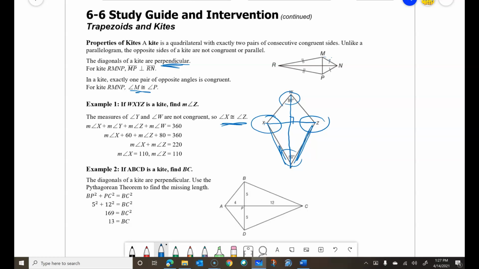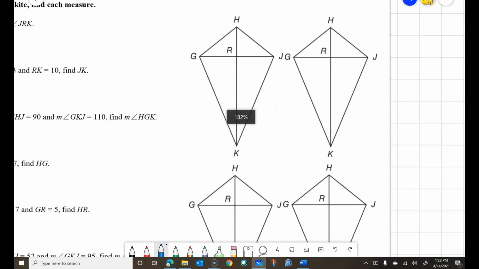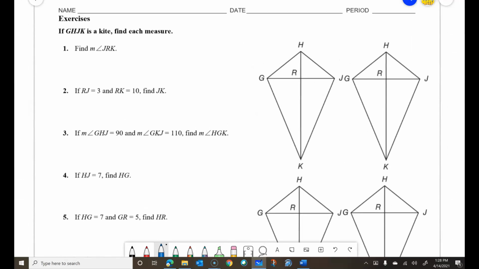Okay, so that's how it comes close to resembling some of our parallelograms. We have one pair of opposite angles that happen to be congruent, and we have the diagonals bisecting each other. Okay, so here we have some kites with some given measures and then some unknown measures, and I just repeated the pictures every time so that we can continue to draw on them for the next example.